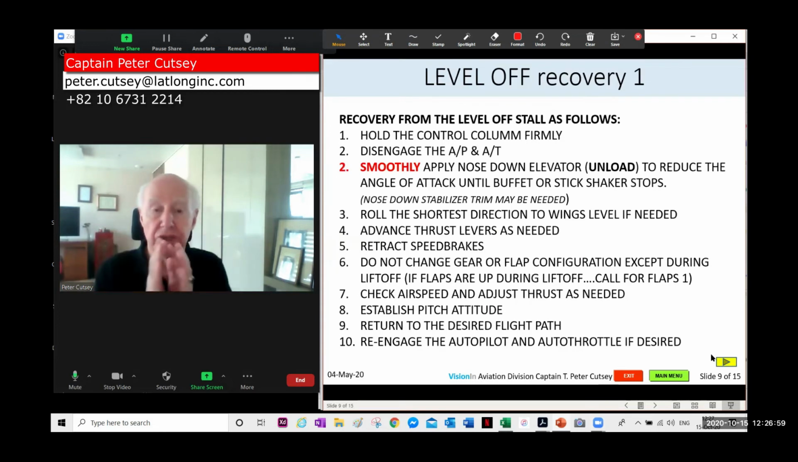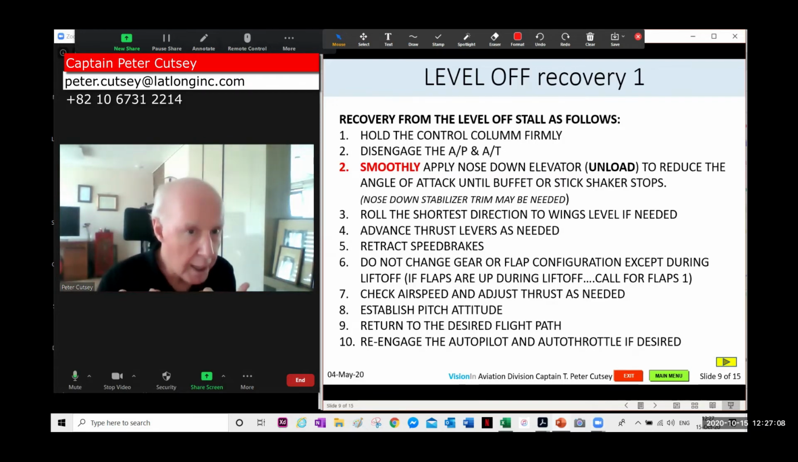So now let's go with the recovery of this level off type stall. Recovery from the level off stall is as follows. This is not my mouth. This is right in the QRH, which we'll look at shortly, and the FCTM. Hold the control column firmly. Disengage the autopilot and auto throttle simultaneously.